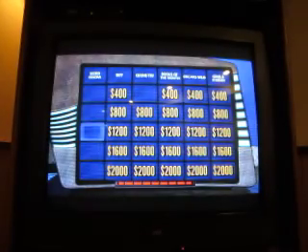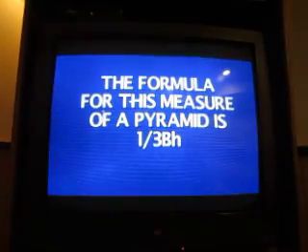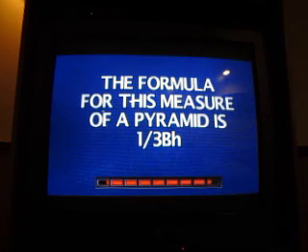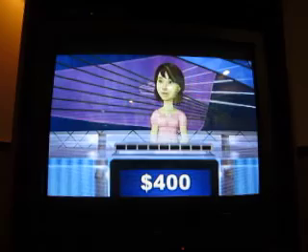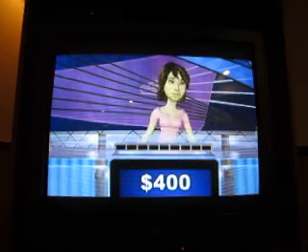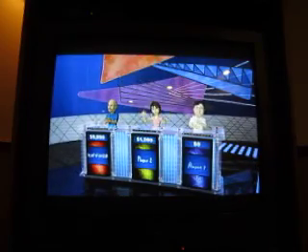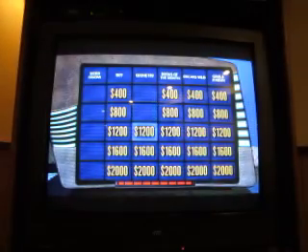Player one, choose again. Geometry for 800. The formula for this measure of a pyramid is one-third of base times height. Yes, player two. Volume? Right. Okay, player two, make a selection. Geometry please, for 1200.